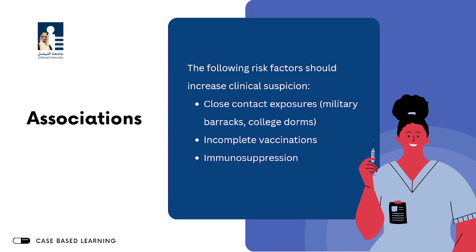And the academics in the US or other cultures say college dorms. Any crowded place can make someone predisposed to getting an infection. So when you see that in the context, anything that is crowded increases the risk of infection. Okay. Now, we also have incomplete vaccinations, and immunosuppression. So how would someone be immunosuppressed? HIV, so any infection that would lower immunity. What else?